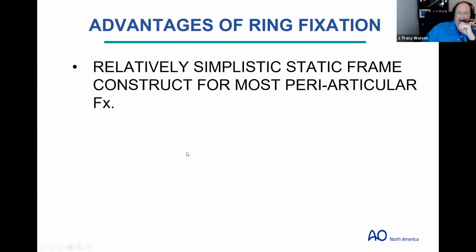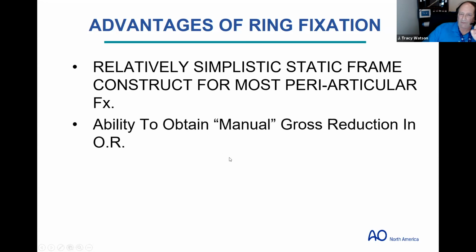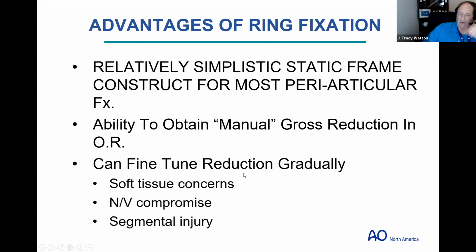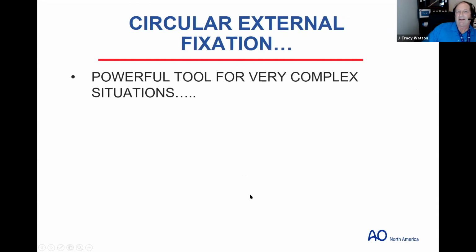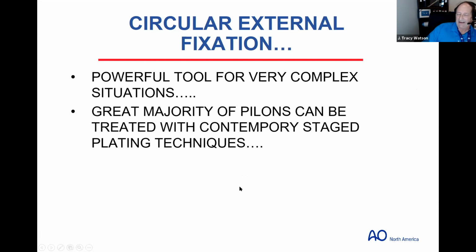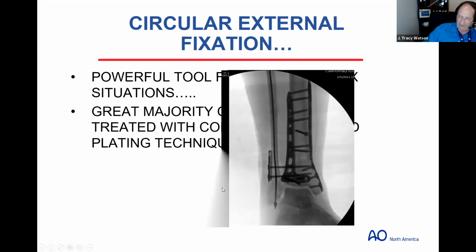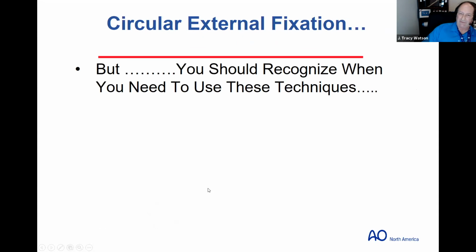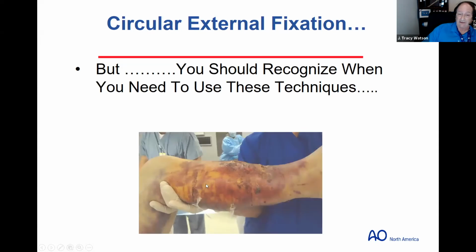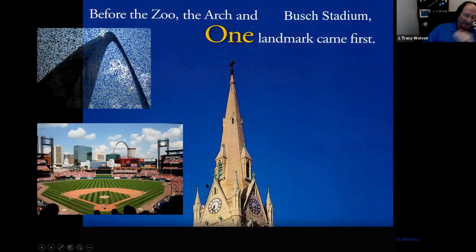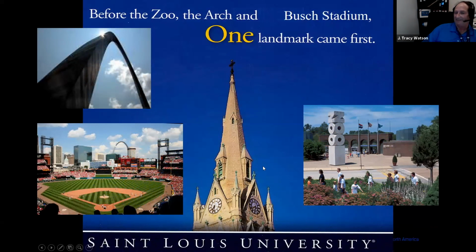So certainly the advantages are, as we've talked about, very simplistic for most periarticular fractures, the overall ability to maintain a gross reduction in the OR, and then you can fine tune these reductions very gradually, especially in cases of soft tissue concerns, neurovascular compromise, and segmental injury. That's a very powerful tool, as I've tried to demonstrate. However, the majority of Pilons certainly can be treated with what the 2 previous speakers have just described with those excellent techniques. But certainly under certain circumstances, you should recognize when you need to use these techniques because they are very powerful. So I've run over just a little bit, but thank you for your attention.